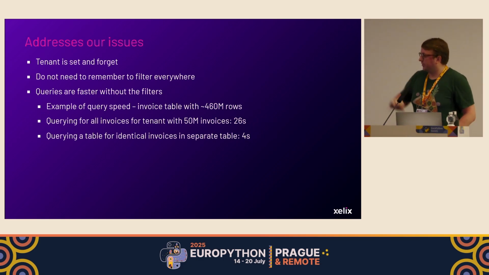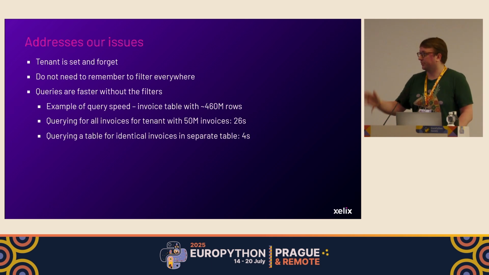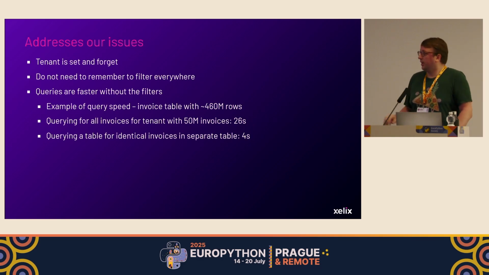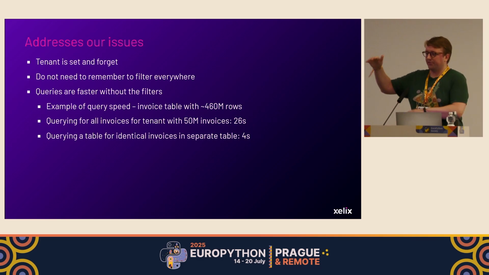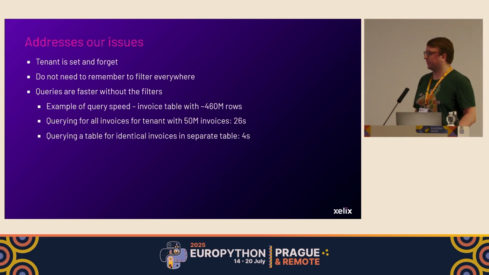So the same database data that I generated before, when I had about 460 million rows, when I queried for all of the invoices for a specific tenant with 50 million invoices, which is about the size that we have at our company, sometimes it takes about 26 seconds. And that actually just has one extra column. And if you query a table that doesn't have any foreign keys, it's just the 50 million rows, and you select all of them, it takes 4 seconds. So it's much, much, much faster when you don't have to do the filtering on it.